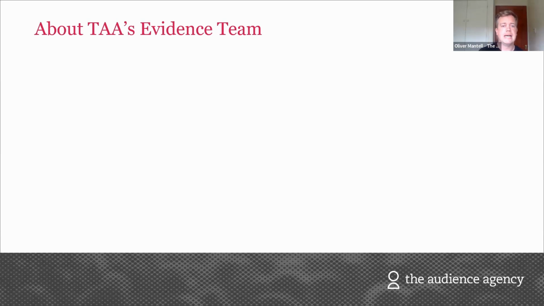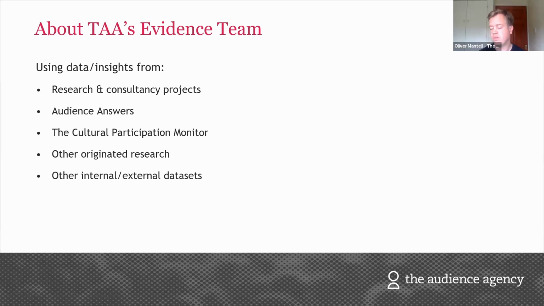But essentially what we do is we take a whole load of different information about audiences, which could come out of other work that people across the Audience Agency do, like our research consultancy projects. It could come out of particular data sets that we gather, such as audience answers, and it could come out of original research we do of some sort. The cultural participation monitor is something that's come up regularly in these tea breaks. That's a panel survey that we run, but we also do other bits of research and analysis, and analyse various data sets of our own or others. So essentially we're looking to reuse or create all these different data sets to do essentially one of three things.